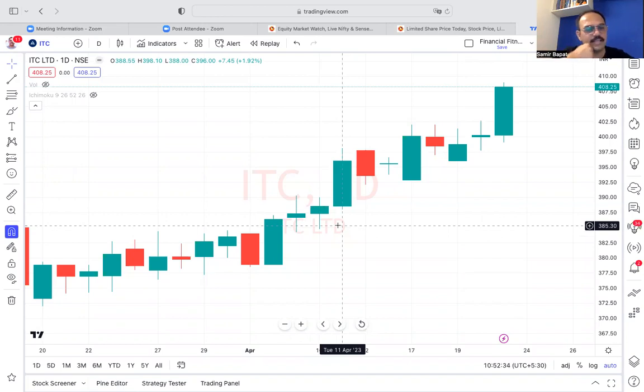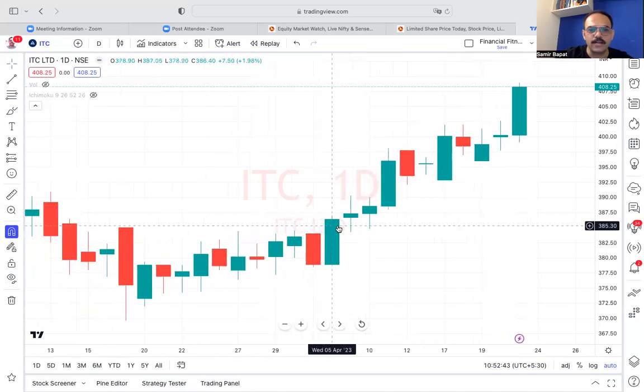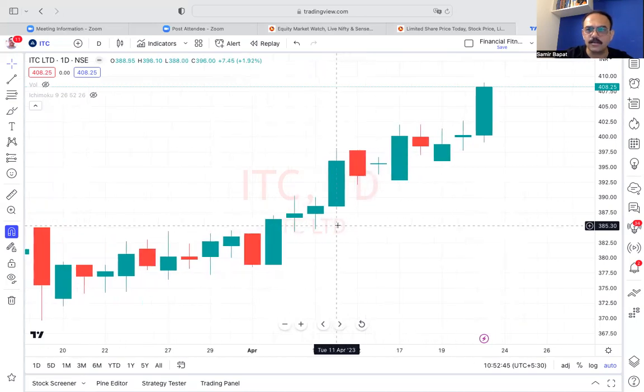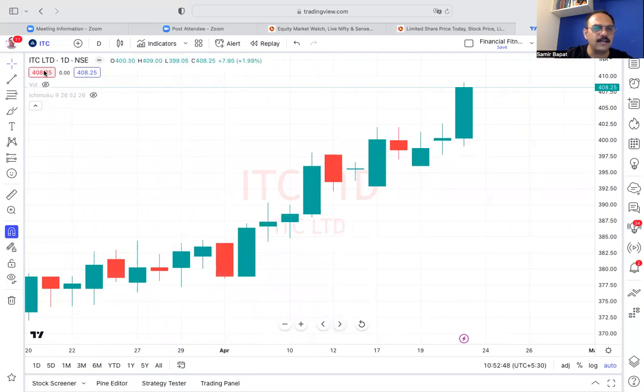Okay. Yes, sir. Samir, what is this red box and violet box? Is it showing the same value? Up left-hand side corner. Red box and this is bid and ask. This is bid value and ask value. Okay. Because today it is closed, so both are equal. That's why. Okay.